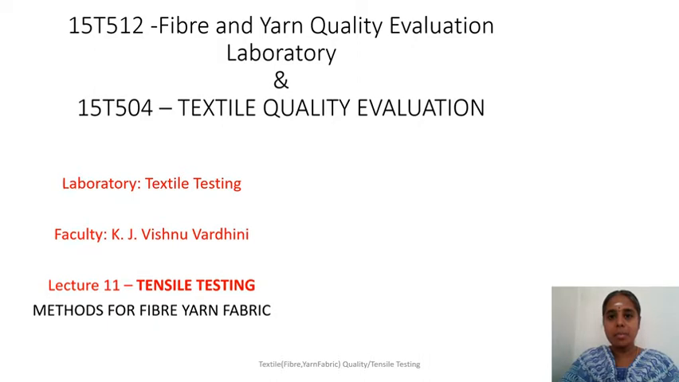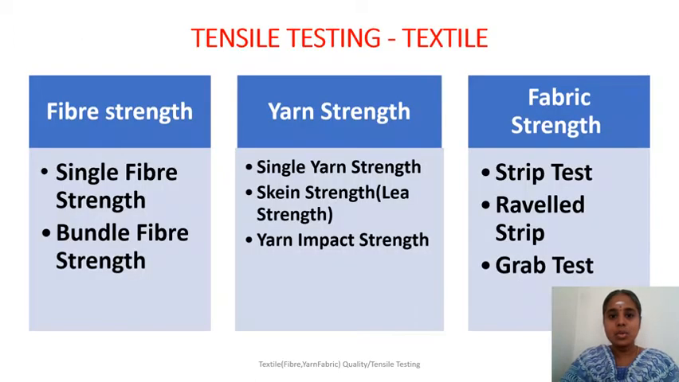fiber, yarn, and fabric. It gives an overview of the various methods used for fiber tensile testing, yarn tensile testing, and fabric tensile testing. So we have three materials that are part of our textile products. The fiber is the raw material for yarn manufacturing. Yarn is the raw material for fabric manufacturing. So we'll see what are the methods available for fiber, yarn, and fabric tensile testing.